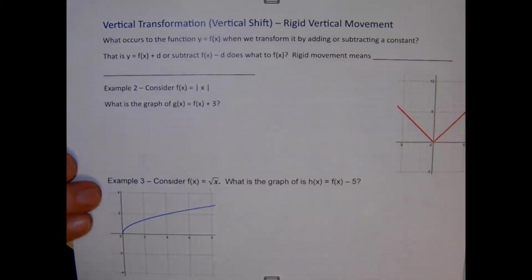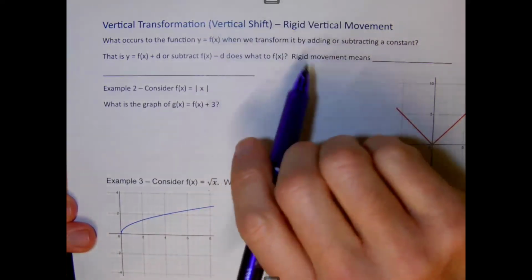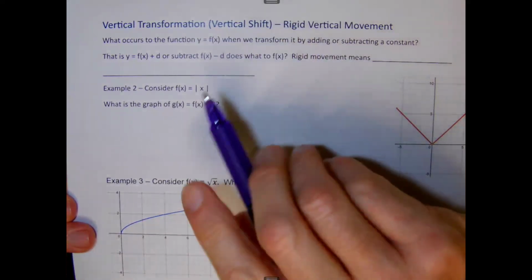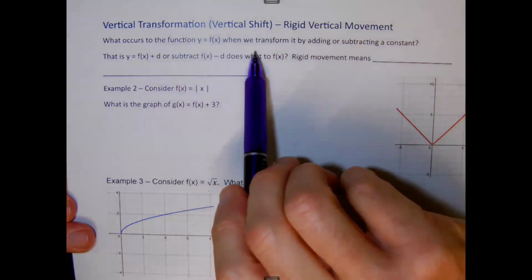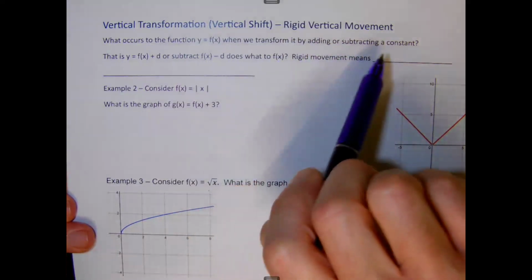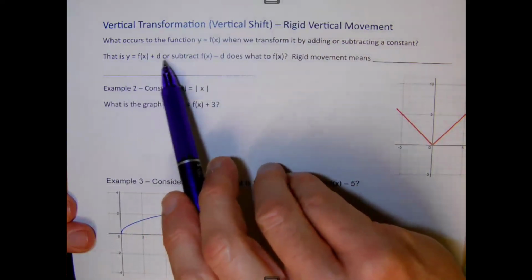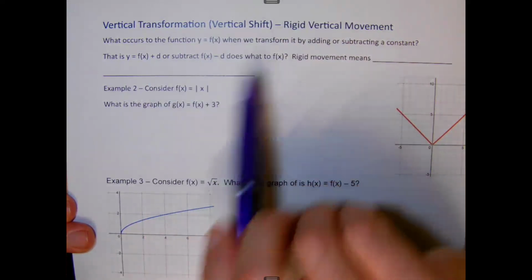Let's look at vertical transformations, also known as a vertical shift. Also, just point out this is a rigid vertical movement. So what are we trying to do? What occurs to the function f of x when we transform it by adding and subtracting a constant? That is, we're going to look at y equals f(x) plus d or f(x) minus d. What does that do to f of x?